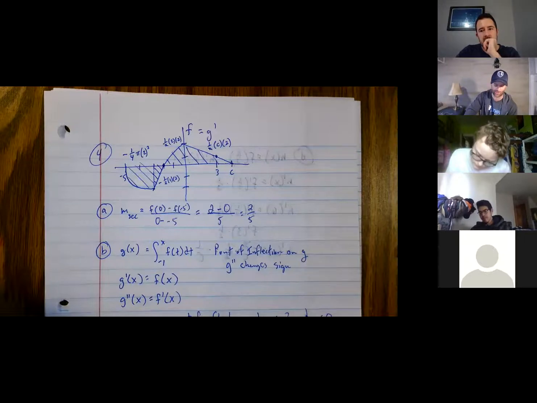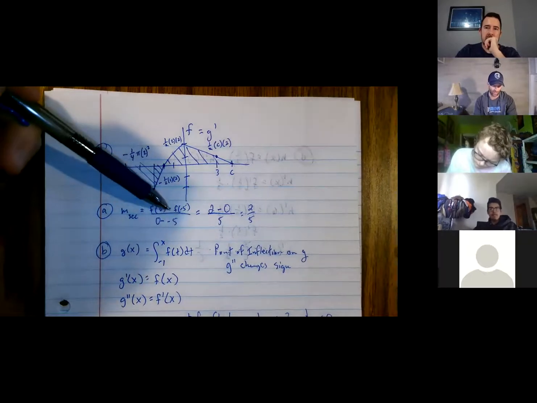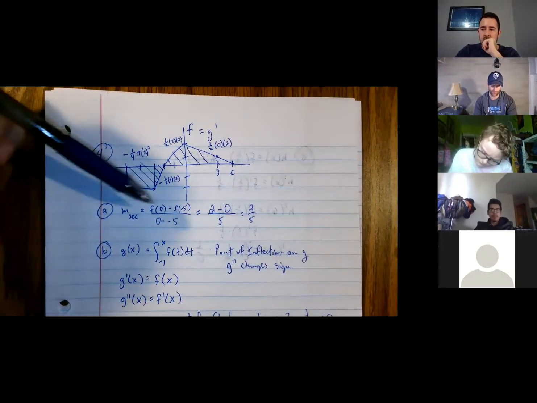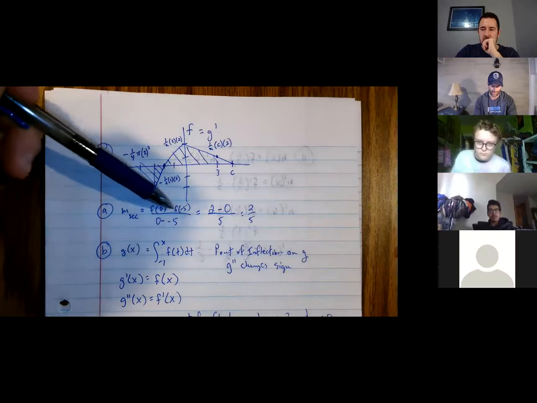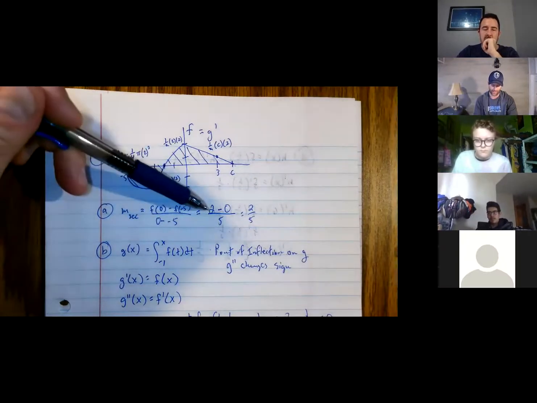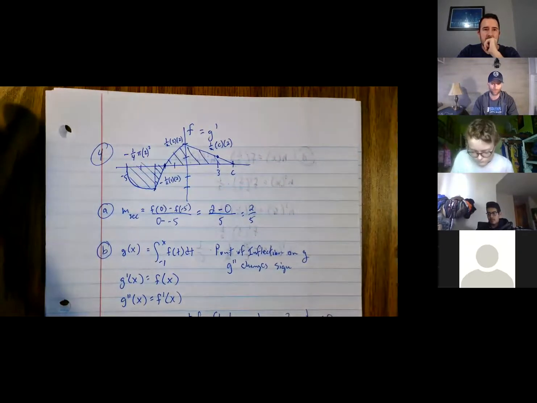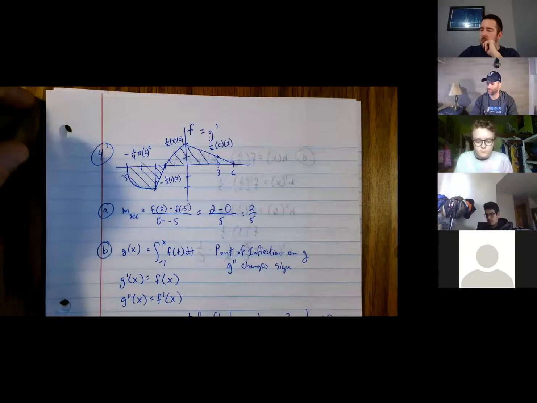So remember, average rate of change is just the slope of the secant line. So we're just doing y value minus y value over x minus x, right? So f of 0 minus f of -5 over 0 minus -5, and I get 2/5. Any questions on that one? No questions? That was a pretty straightforward part.